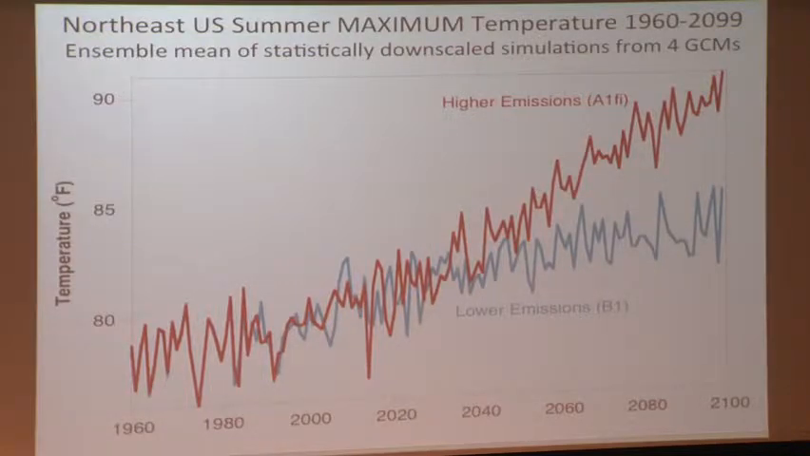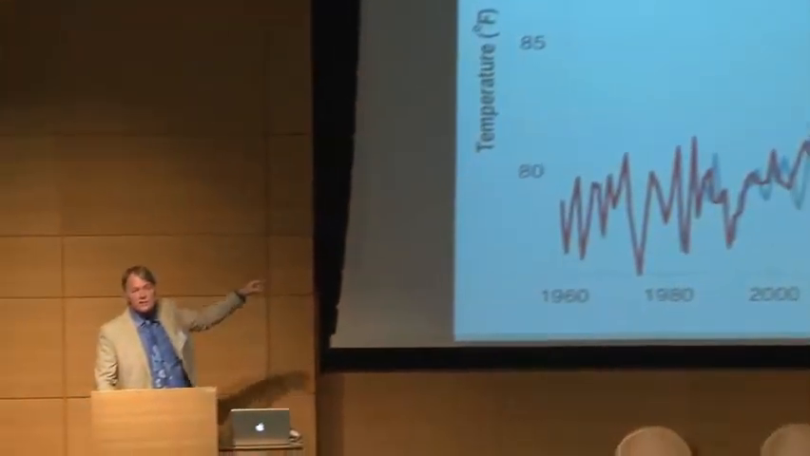By 2050, there's very little difference between the high emissions and low emission scenario. There's not a lot of uncertainty on how much summer maximum temperatures are going to warm over the course of the next 30 to 40 years. They're very similar no matter what emission scenario we follow. So let's start figuring out how to adapt to that. Let's not build any more buildings with black roofs in Boston, for example.